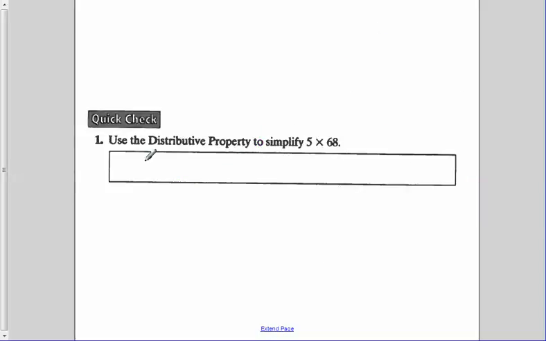Alright, now we're going to do a quick check. You pause and break this up, and then come back and we'll work through it.